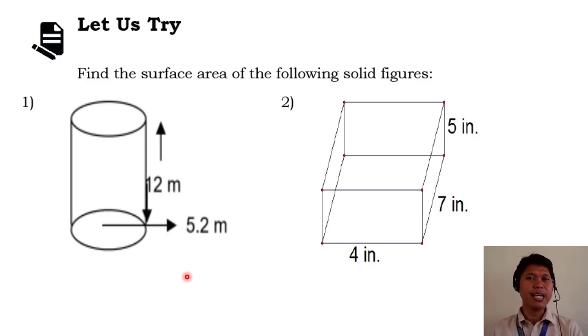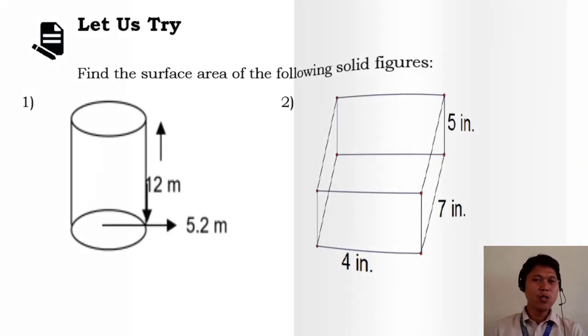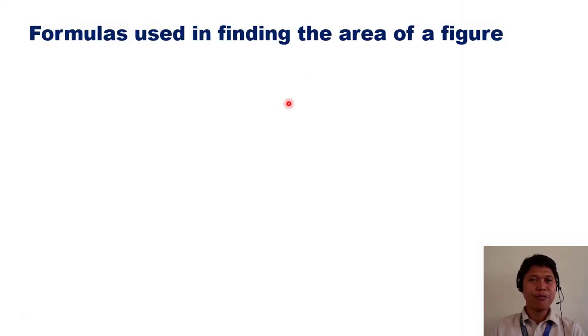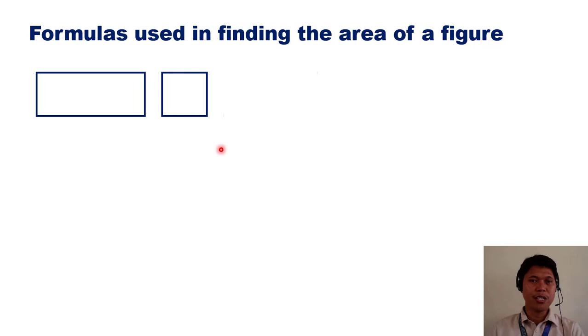The surface area is actually the sum of the areas of the lateral faces and the bases. So for that, we need to recall the formulas used in finding the area of the given polygons or figures, which are the most common figures. Let's say, for example, the parallelograms. We have the rectangle, the square, and the parallelogram.